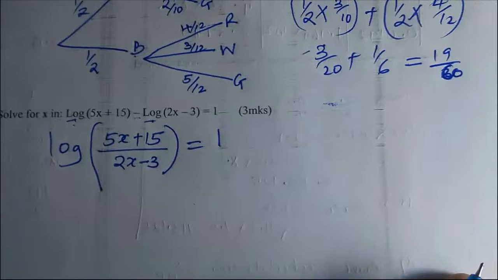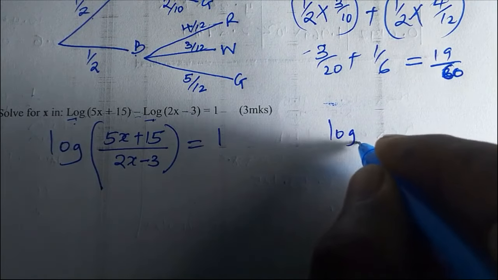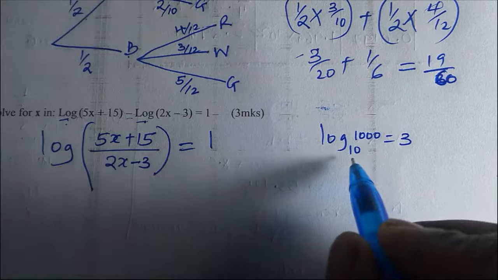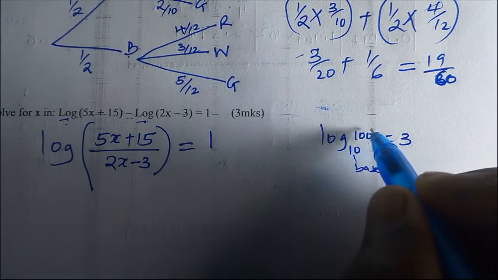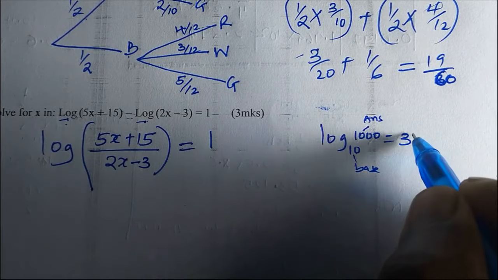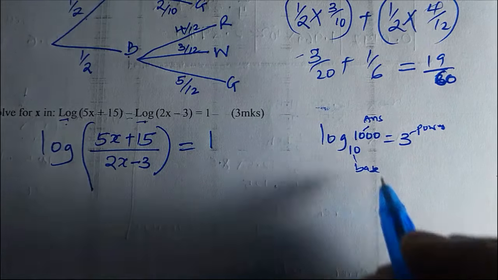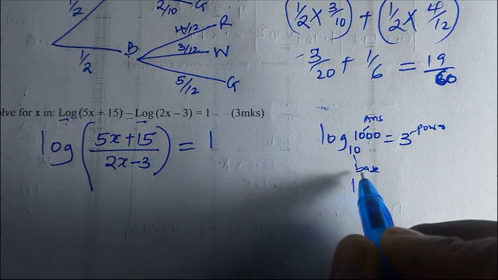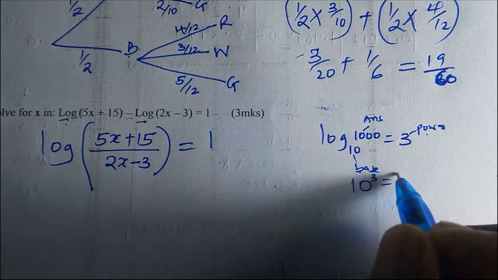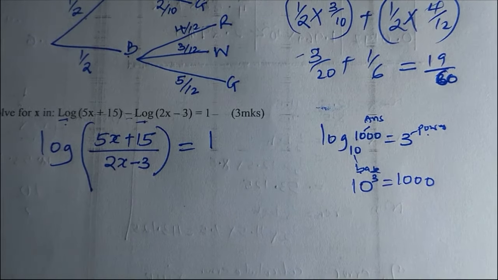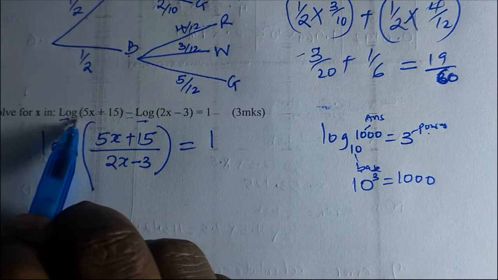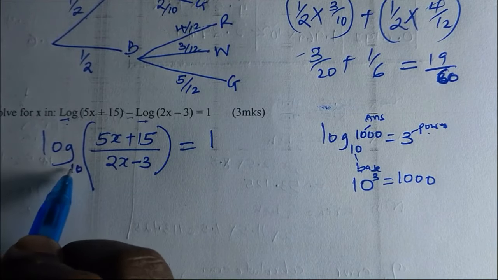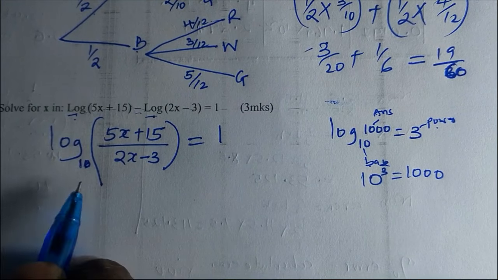Then you need to remember that log base 10 of 1000 is equal to 3. This is the base, this is the answer, and this is the power. If you want to write this in index notation, we will say 10 raised to power 3. The answer is 1000. Whenever we have log without the base written, it is always base 10. You should remember that.